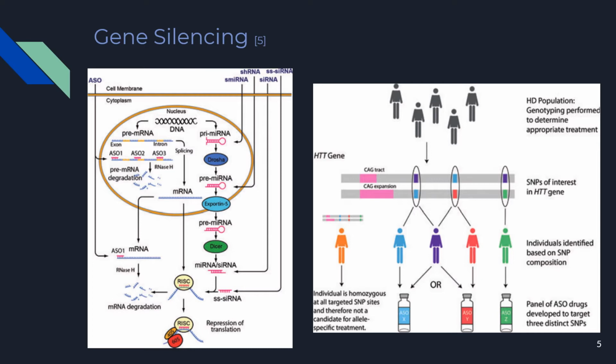The figure on the right side represents researchers' hopes for the future of gene silencing. They plan to develop a choice of ASO drugs that could be prescribed based on the patient's combination of single nucleotide polymorphisms.